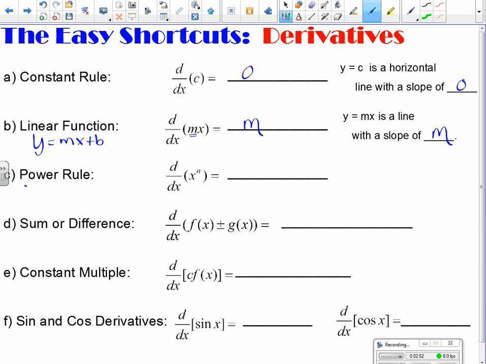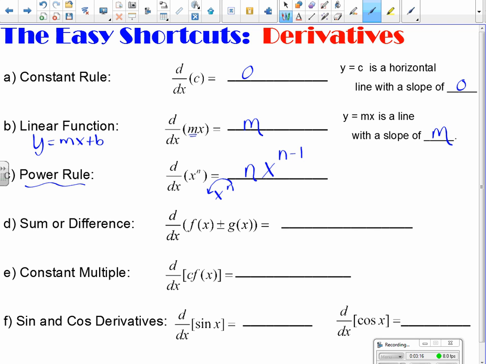The power rule. When I have a variable raised to a power, like n, the rule is it'll be n times x to the n minus 1. Okay, so kind of think of it as I've got this power. I always think of the power coming down, and then I've got to subtract 1 from it.